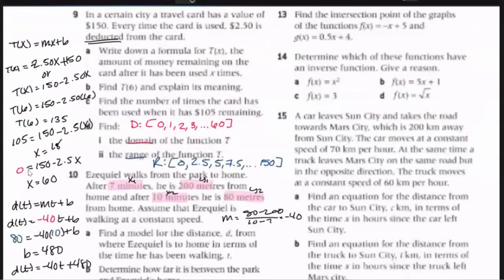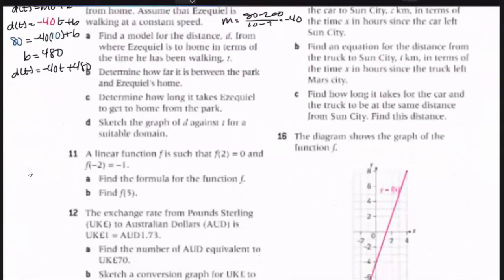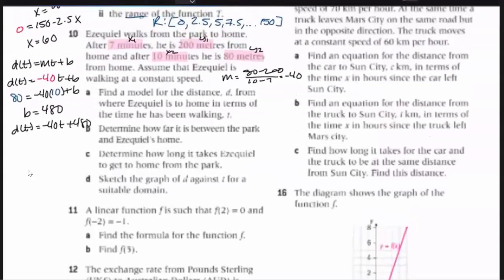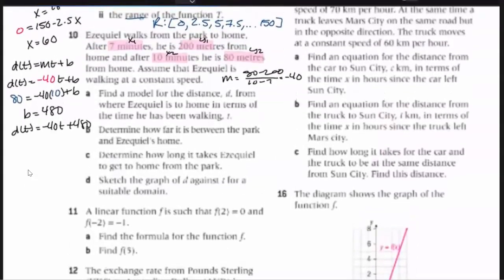Part B says, okay, determine how far it is between the park and Ezekiel's home. So we had to find distance. So when we read the problem, it says he walks from the park to home. After 7 minutes, he is 200 meters from home, and after 10 minutes, he is 80 meters from home. So in this case, what we have to do is figure out the total distance between the park and his home.